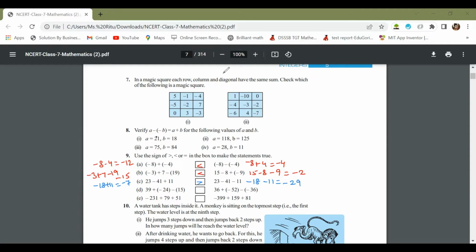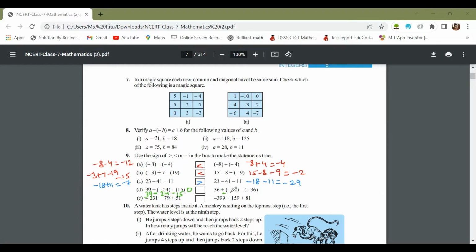Let's do the D part this time. In the case of the D part, we have 39, plus minus would become minus, and here it's again minus. So 39 minus 24 minus 15. So 39 minus 24 is 15, and 15 minus 15 is 0. So this is 0 basically. Okay, now the right side.